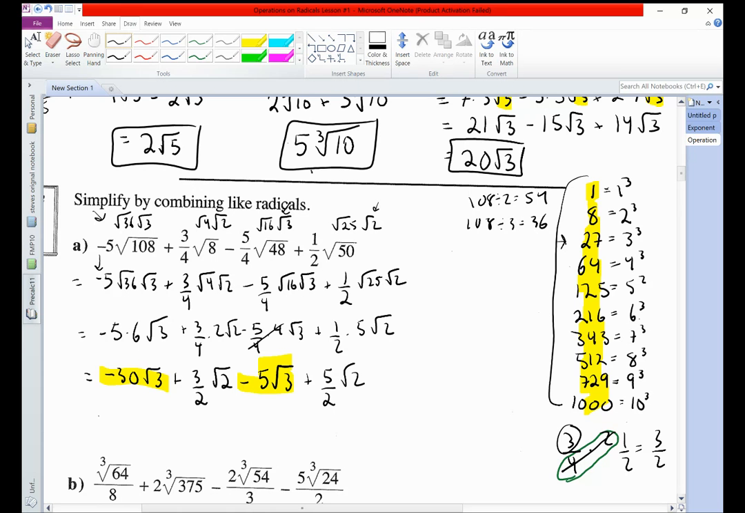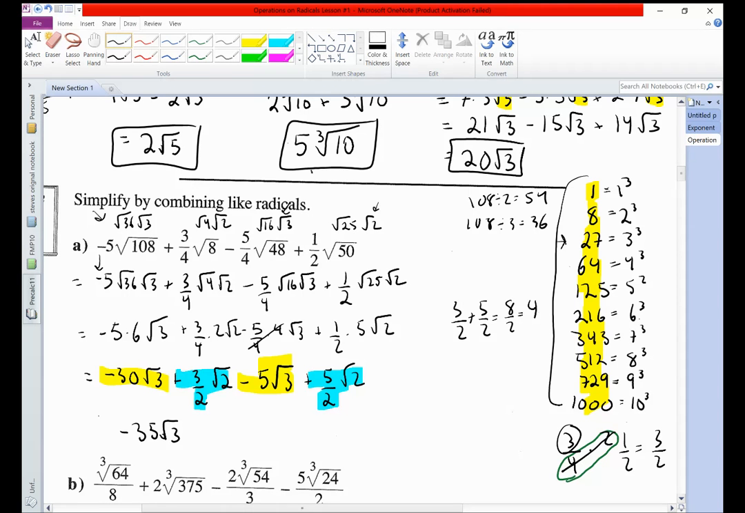So that's going to be -35 square root of 3. And now I have positive 3/2 root 2, and then positive 5 over 2 root 2. So if I'm adding those together, I have 8 over 2. So 3/2 plus 5/2 is 8 over 2.